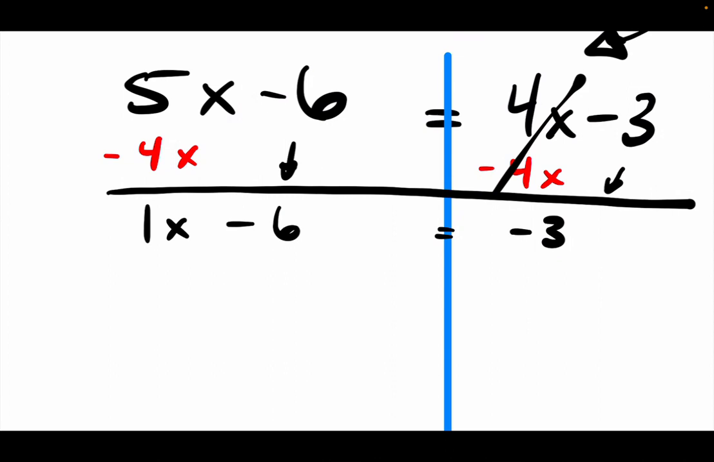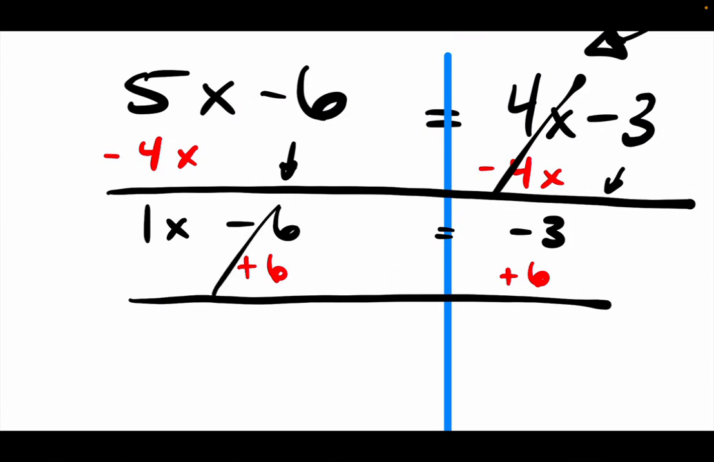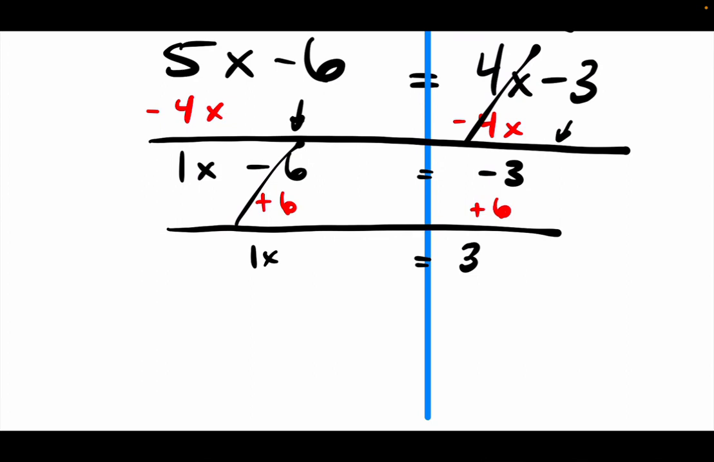I only got an x on the left side of the blue line. No more both sides. So I'm happy there. This guy's going to stay there. So now I need to get rid of the negative 6. What do I do to get rid of that? Do the opposite. 1x equals negative 3 plus 6 is positive 3. You can divide by 1 if you want. You don't have to, because if you divide by 1, it stays the same. It stays 3.